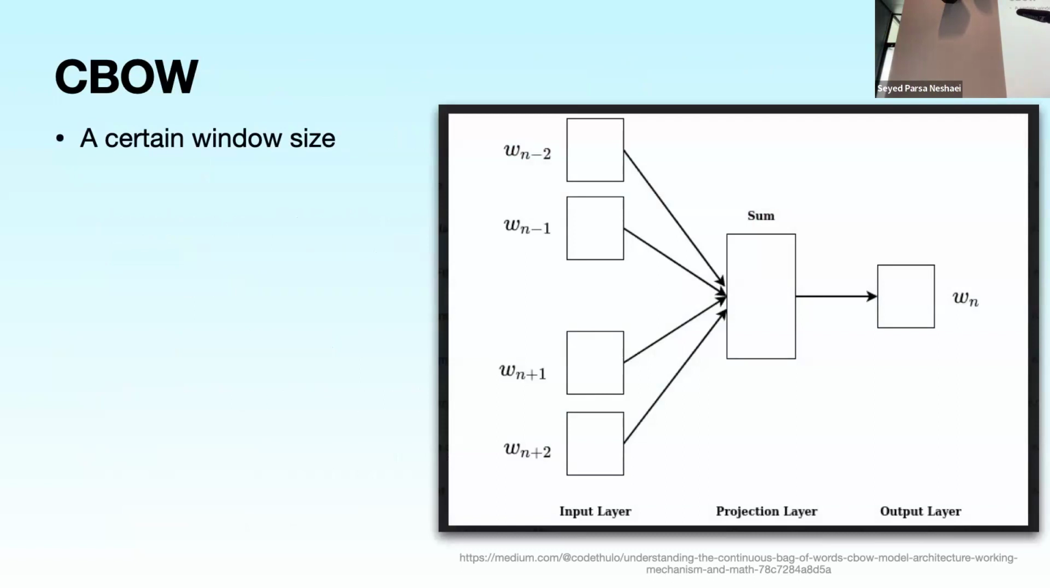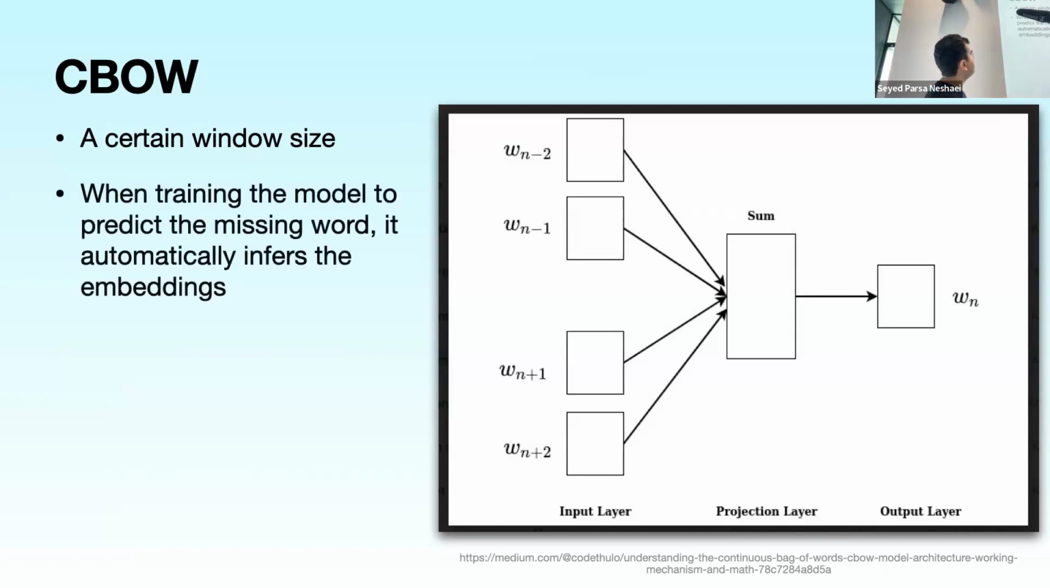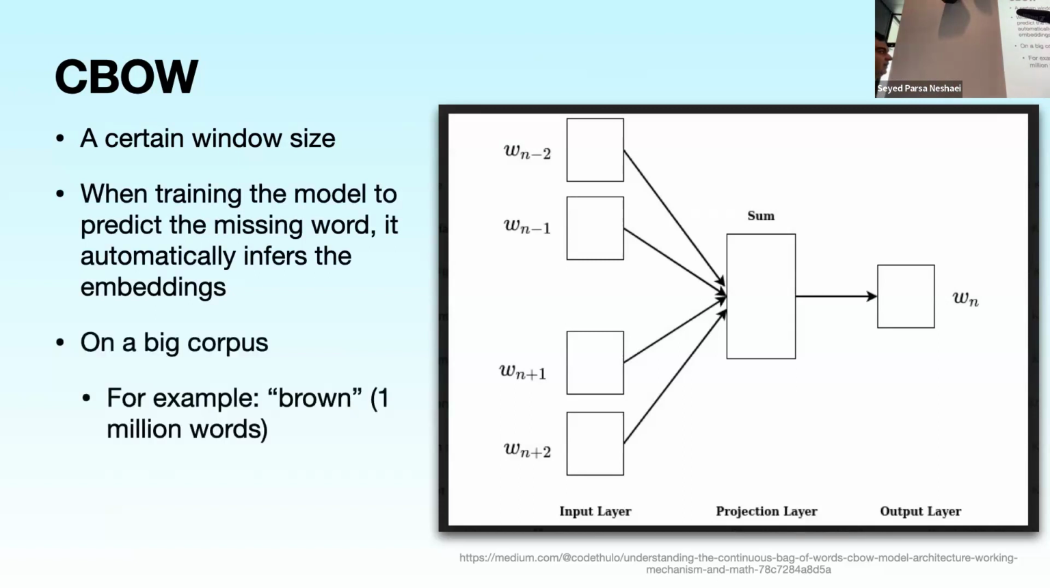We have a certain window size in this model, for example, 5 words in the surroundings. We can configure it in the code. The more words, the more semantic information, but it also takes more time to train. So it's usually a trade-off. We have a certain window size around the word that we want to predict. And then when training the model to predict the missing word, the model automatically infers the embeddings in the process by backpropagation. So this is the whole process. And we can do it on a big corpus. A corpus is usually a large dataset.